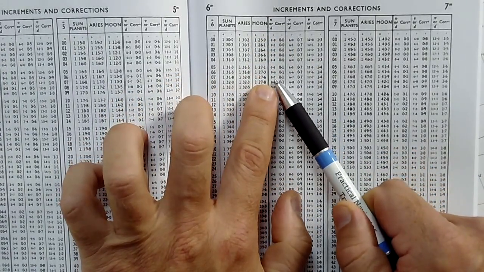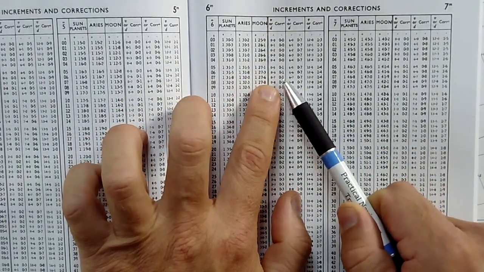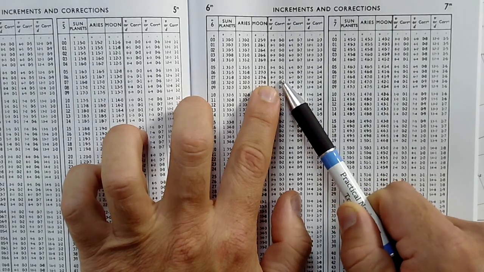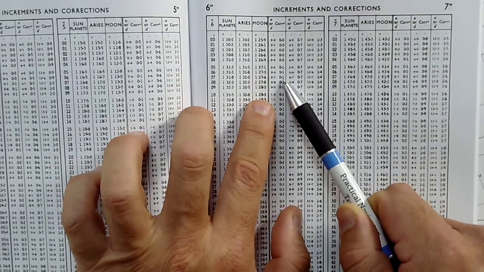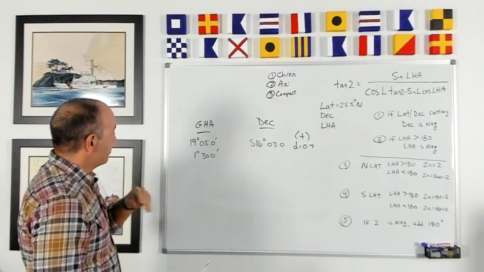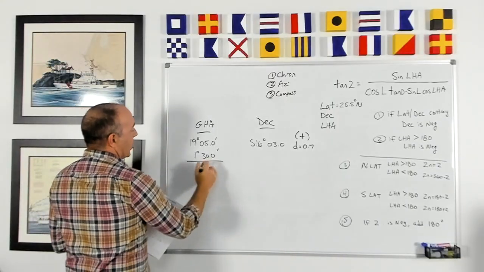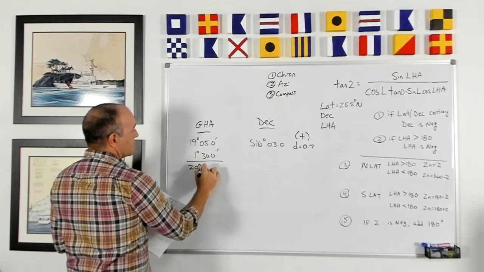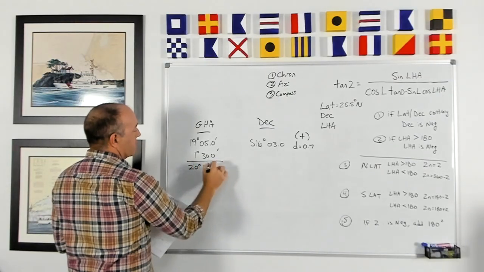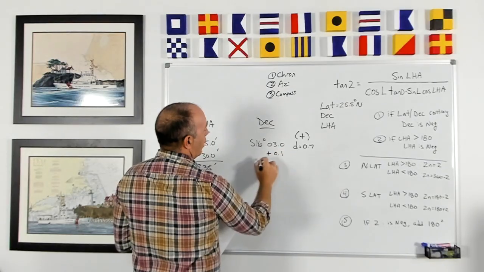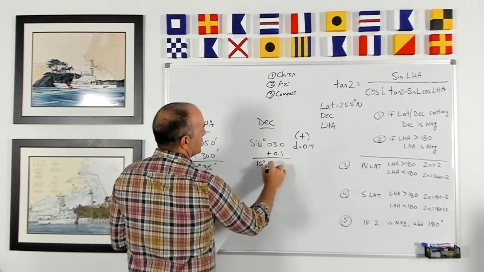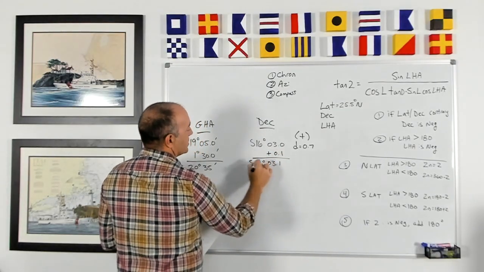That just is a correction factor. So that means we need to take the value next to the correction factor, which is 0.1. Earlier we said it was increasing in the daily pages, so we're going to add 0.1 to it. So we can correct our GHA to make that 20 degrees and 35 minutes. And then for our declination, we can correct that with the 0.1 to make it 16 degrees 03.1 south.